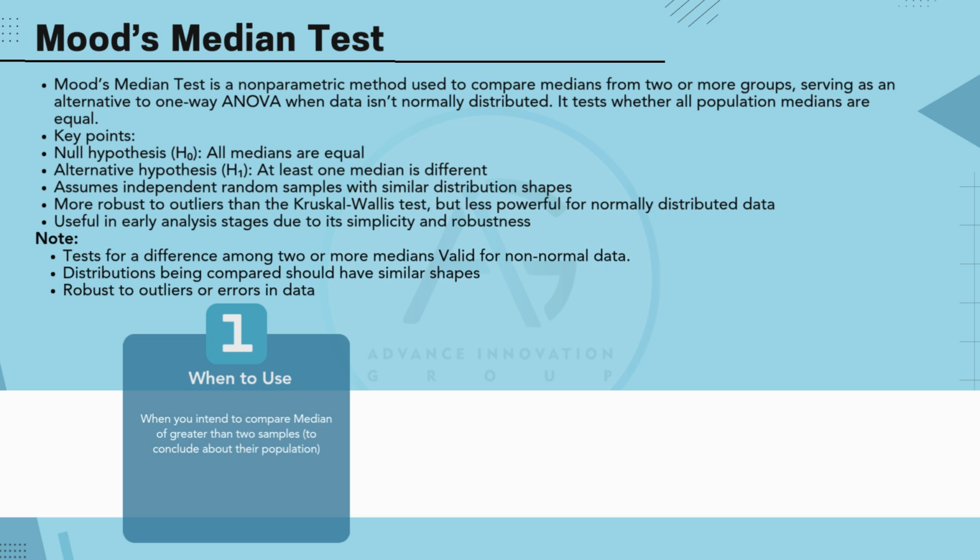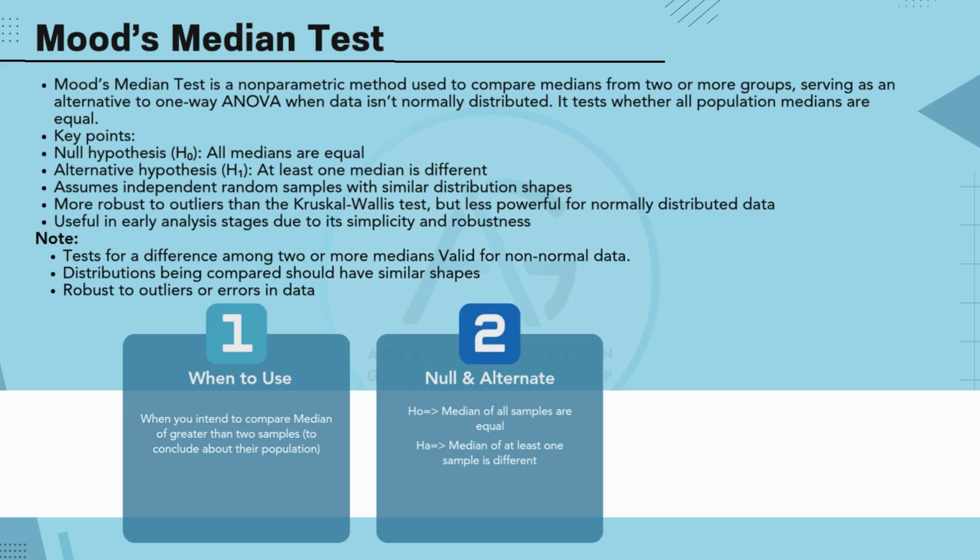Unlike tests that compare means, this test is focused solely on medians, making it more robust when data has outliers or is skewed. Discuss the key points mentioned on the slide. Null hypothesis, H0: all group medians are equal. Alternative hypothesis, H1: at least one group median is significantly different. It assumes that samples are independent and come from populations with similar distribution shapes.